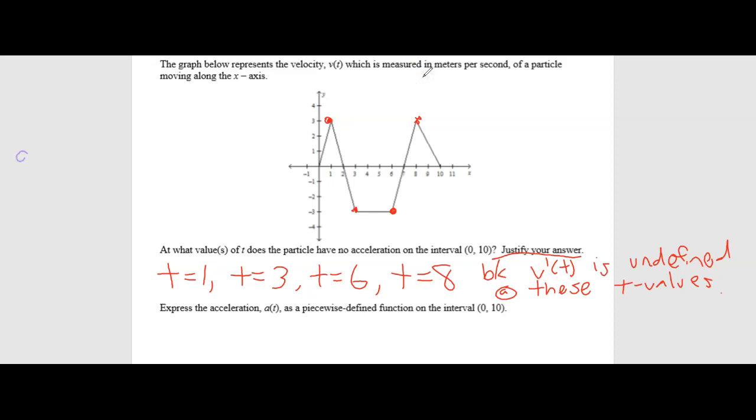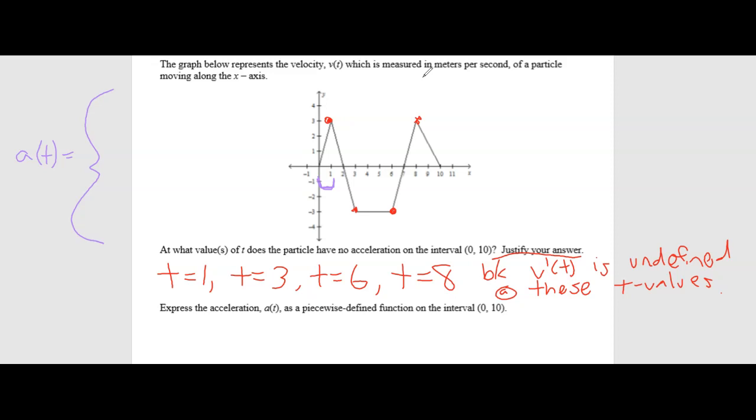All right, so I'm going to do this up here. My a of t function is equal to, we're going to have a big bracket because we've got a bunch of pieces. Well, my first interval is 0 to 1. V of t is a linear function over that interval. So really, we just need to find out what the slope is, right? Because acceleration is the derivative or the slope of the tangent line to v of t, and the slope of the tangent line is constant over the interval 0 to 1.